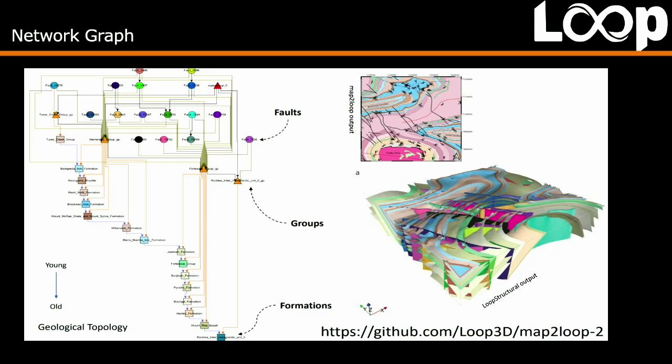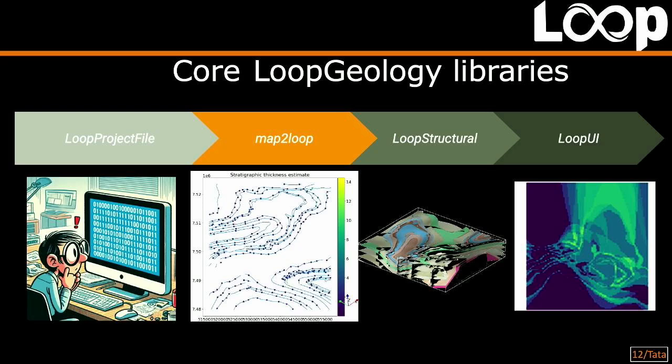So basically, we have the Loop libraries that we're dealing with to have everything ongoing. If you run Map2Loop, it will generate one file for you which captures all the information that you've seen on those different detail maps. And this is just an example in the middle, one of the data it will capture, stratigraphic thickness estimate.